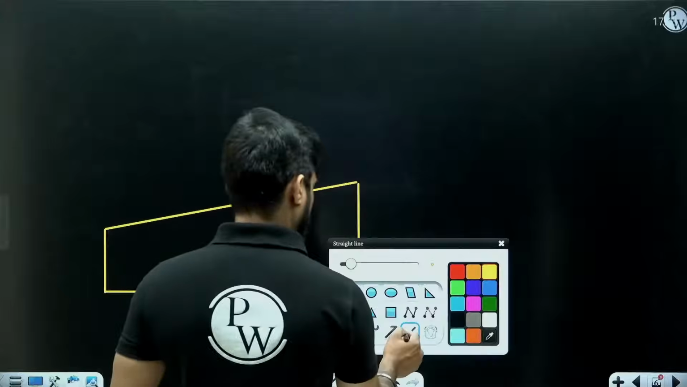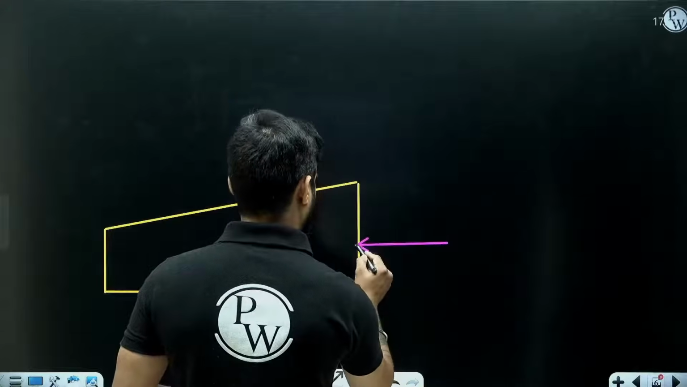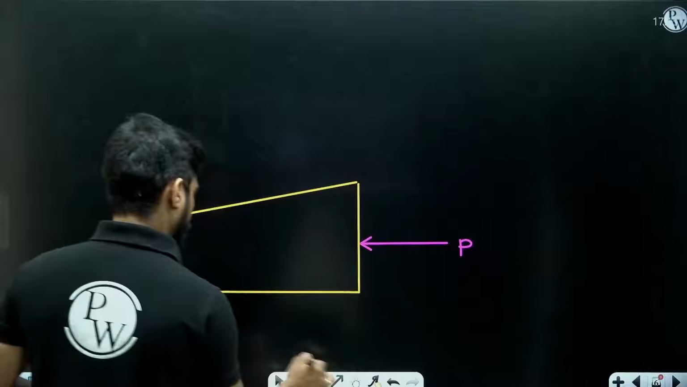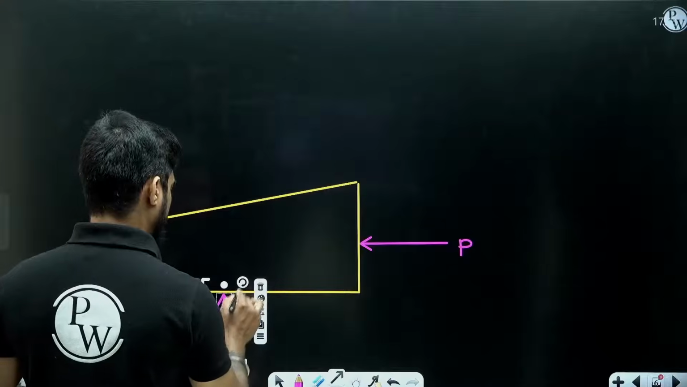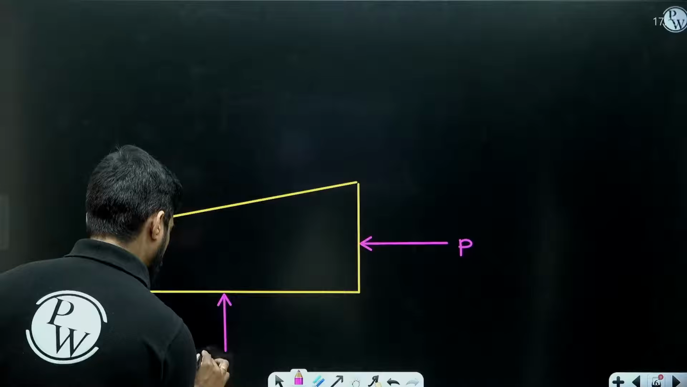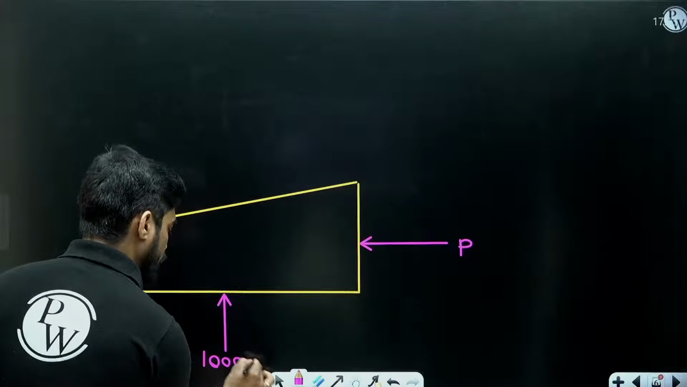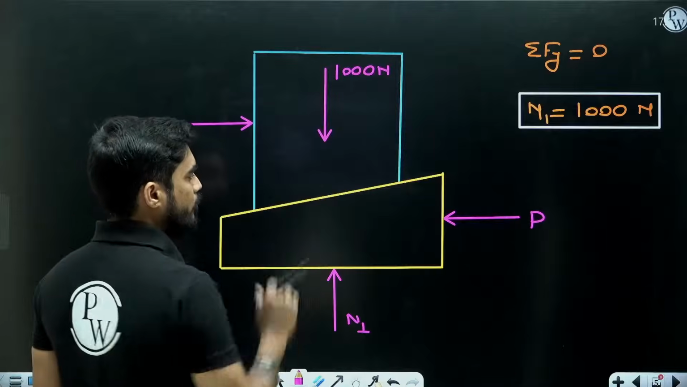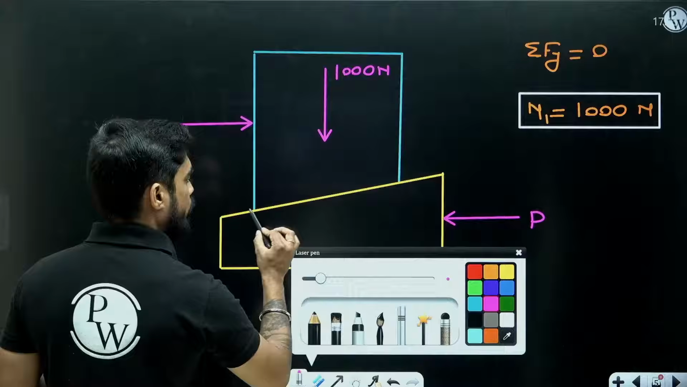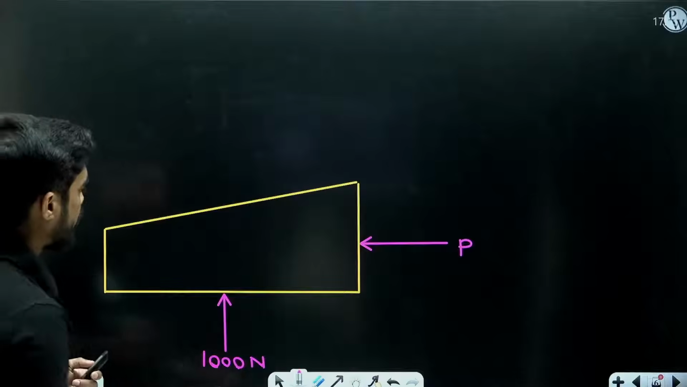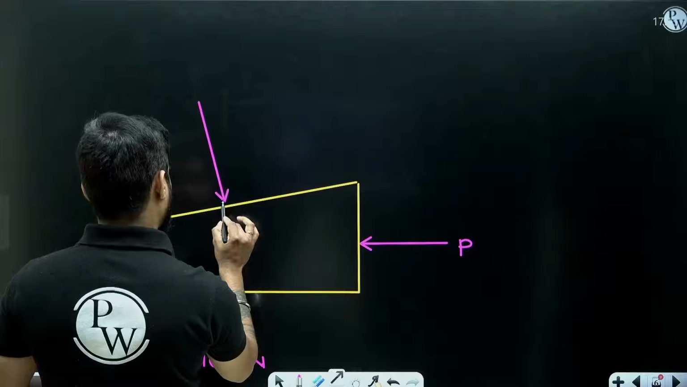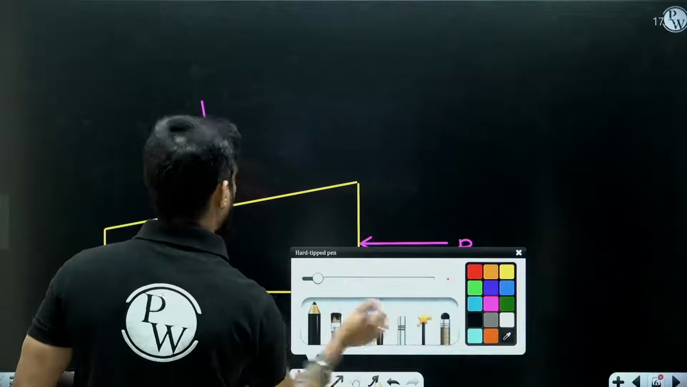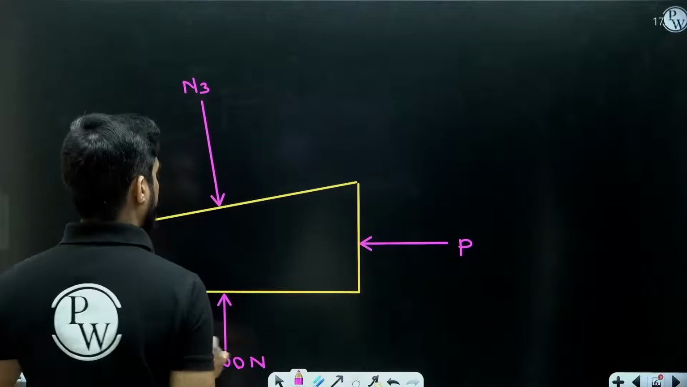Okay, so this is P, this is 1000 Newton, right? N1 is equal to 1000 Newton, we have just calculated. Okay, and now as we have isolated the block from the wedge, there will be normal and friction force on this surface, right? So the normal force will be like this, normal to the surface. Let me call it N3.